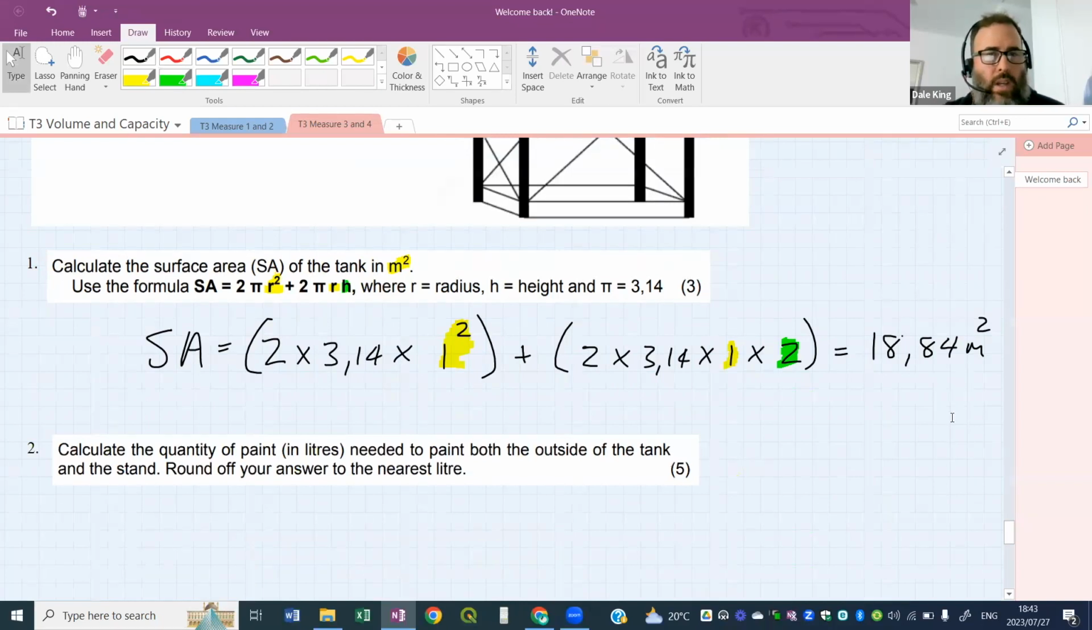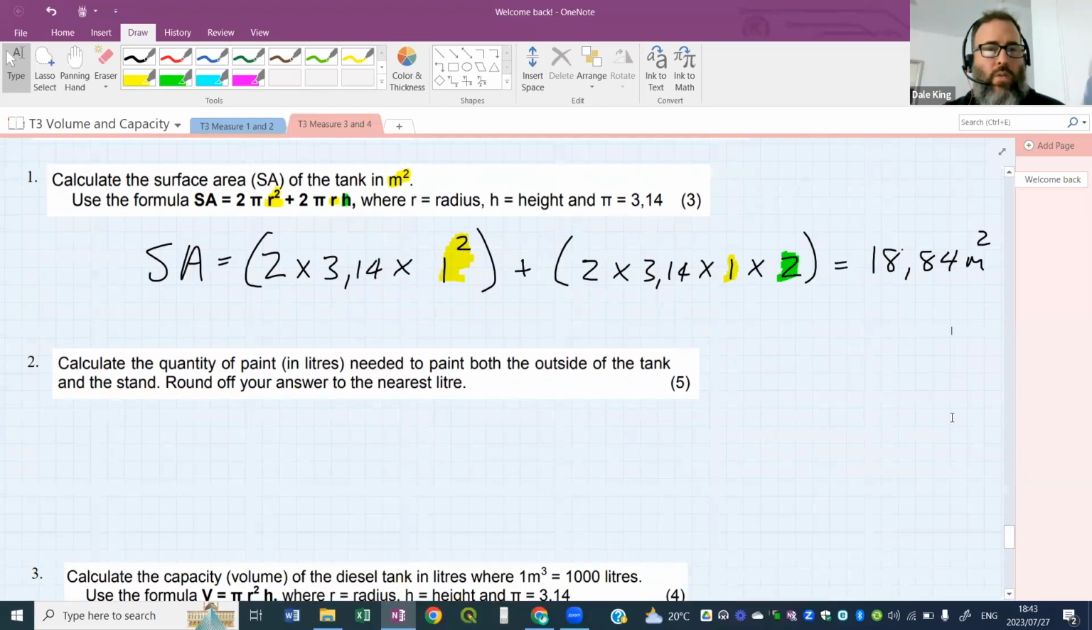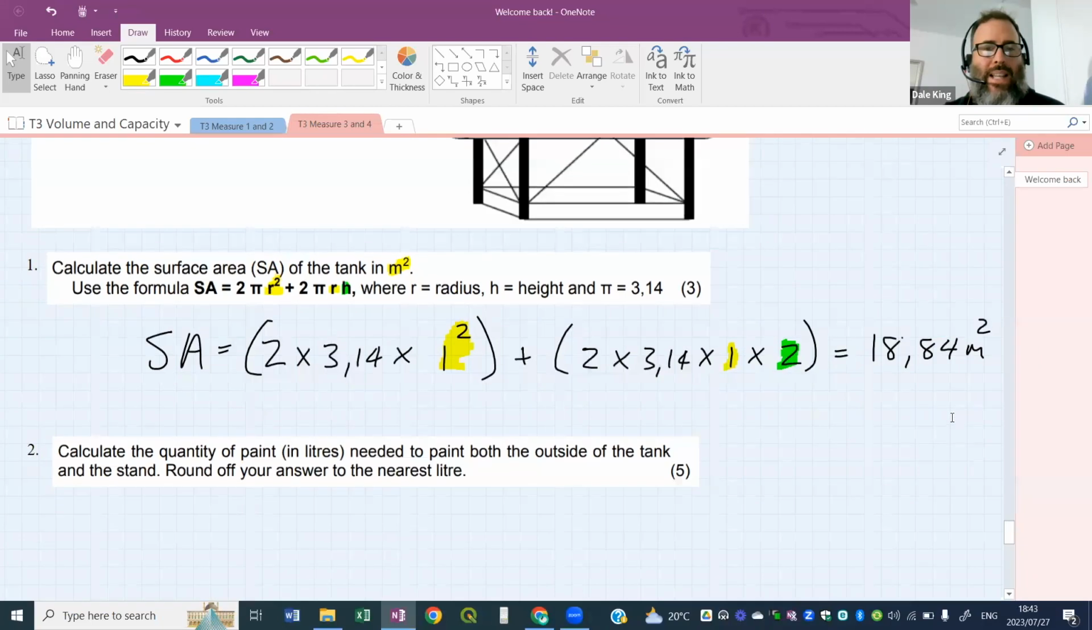Question 2. Calculate the quantity of paint in liters needed to paint both the outside of the tank and the stand. Round off your answer to the nearest liter.